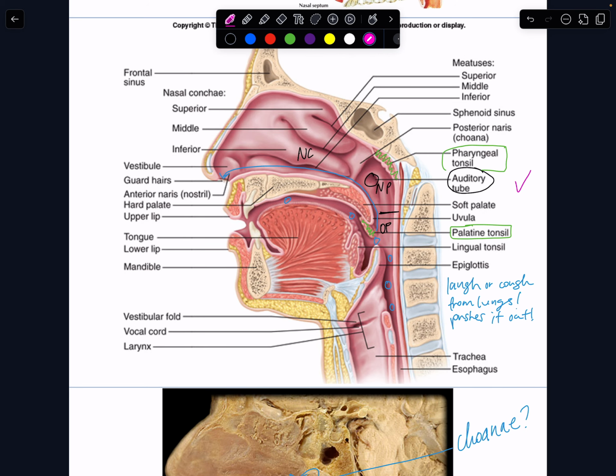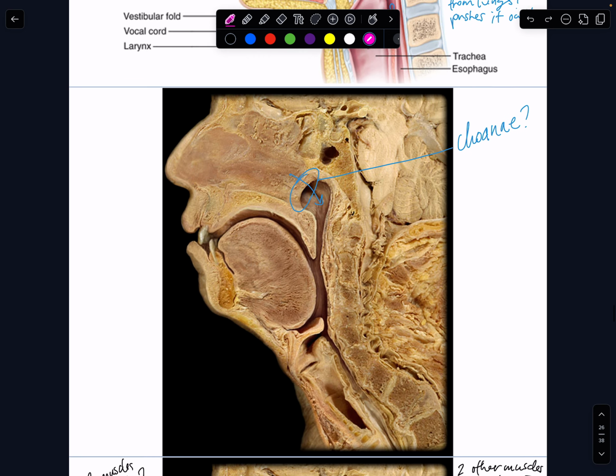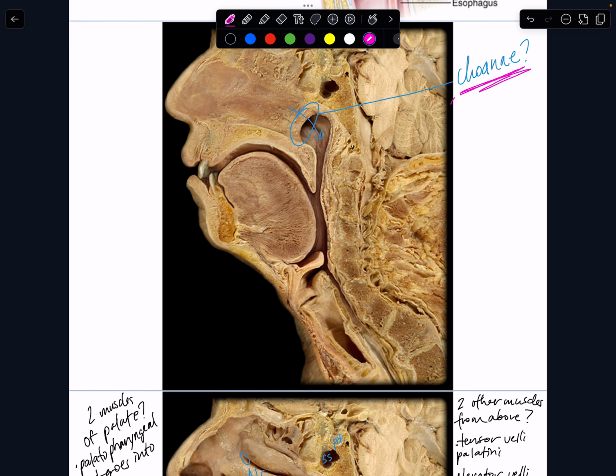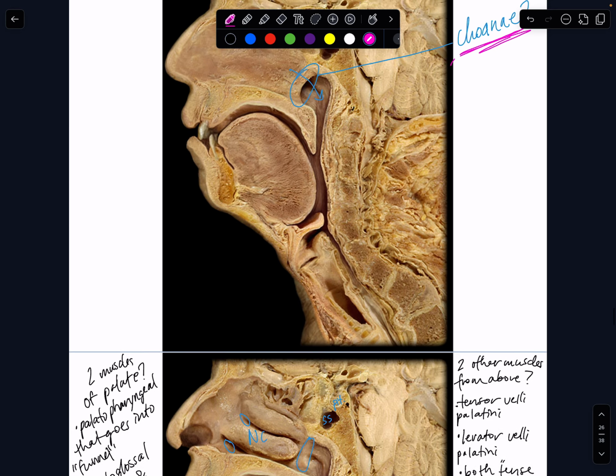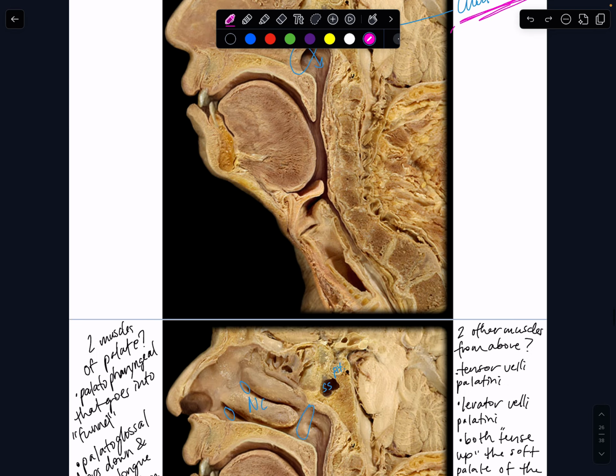Another great view here. You can see that we're simulating food going down with this little blue circle. This, the choanae, this is where it comes out of. So you remember those two little openings with the bones. Obviously, you can only see one side here. So remember, in most pictures, choanae looked like this from above.